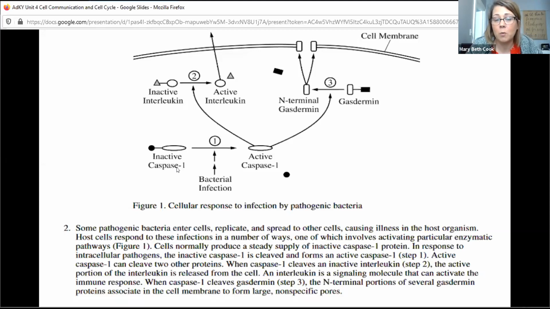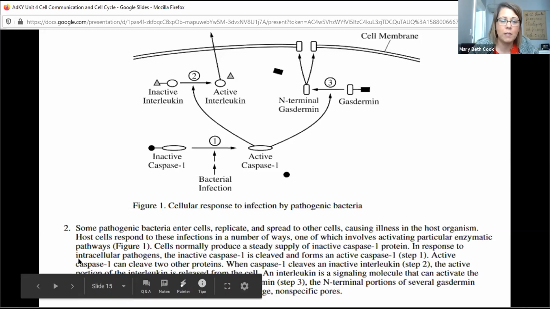And so some pathogenic bacteria enter cells, replicate, and spread to other cells, causing illness in the host organism. Host cells respond to these infections in a number of ways, one of which involves activating particular enzymatic pathways. So now they are telling us it's enzymatic pathways, so these are protein pathways. Cells normally produce a steady supply of inactive caspase-1 protein in response to intracellular pathogens. So intra means within. So that pathogen has already made its way inside the cell, and that is what we're seeing in this diagram.